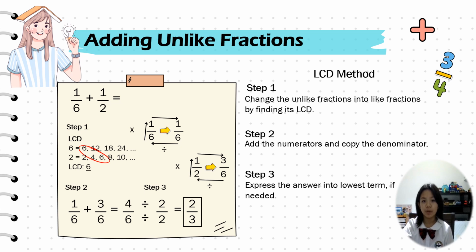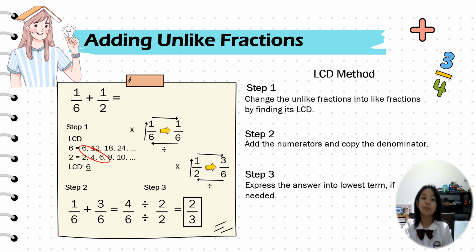We now move on to adding unlike fractions. First, we change the unlike fractions into like fractions by finding its LCD. In our example, 1/6 plus 1/2, our denominators are 6 and 2. The LCD for 6 and 2 is 6. We change 1/6 by dividing first the denominator, then multiply it to the numerator. 6 divided by 6 is 1 times 1 is 1. So our fraction is 1/6. We now convert 1/2. 6 divided by 2 is 3 times 1 is 3. So our fraction is 3/6.